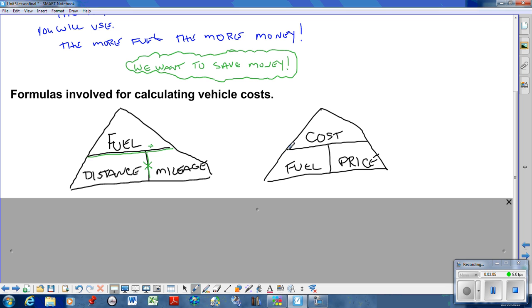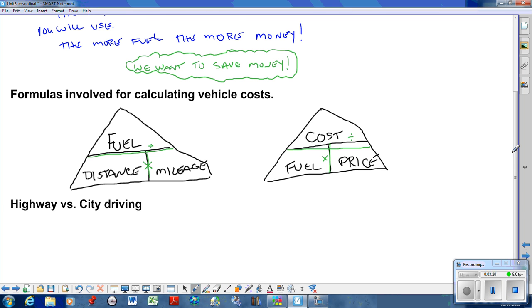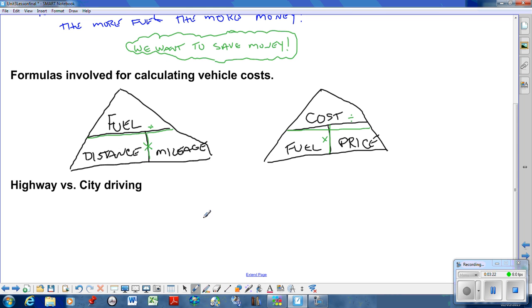Similarly, we have the cost and fuel price triangle. Again, you have division here, and that vertical line is multiplication, and it allows you to calculate cost, fuel, and price. So these are the two triangles that we're going to be using in today's lesson. The last thing I want to talk about is highway versus city driving.